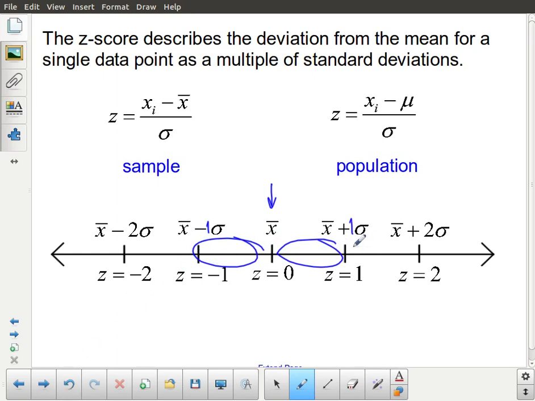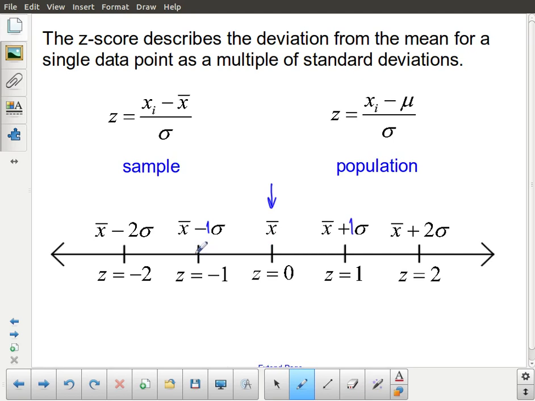And then we can also ask about 2 standard deviations, 3 standard deviations, etc. Now let's focus on just that one standard deviation. Well, a z-score is just a way of assigning a number to that concept of one standard deviation. So a z-score of +1 simply means that you are one standard deviation to the right, or in the positive direction, from the mean. A z-score of -1 means you are one standard deviation to the left of the mean.